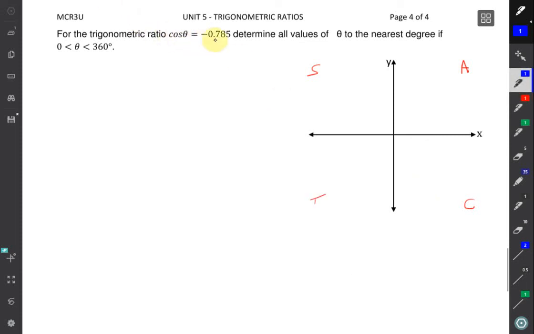Now, this ratio is negative and it's a cos ratio. Cos is negative in this quadrant and in this quadrant because sine and tan are positive here. The only place where cos is positive is in these two quadrants, the all and the cos. So I need to draw my terminal arms in this quadrant and this quadrant.